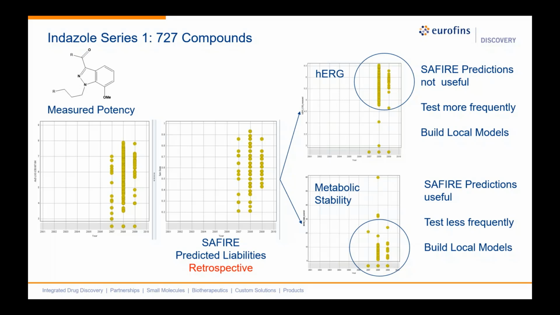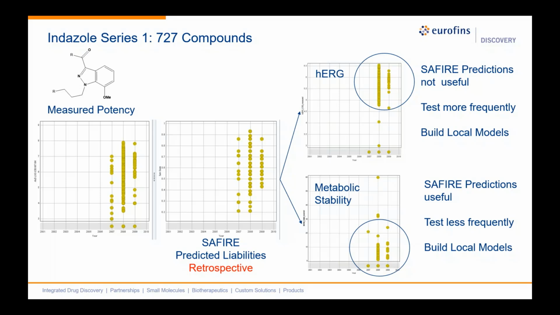The first is hERG. And in this case, the SAFIRE predictions wouldn't have been useful. The chemical space of the indazole series doesn't match that of the model. But if we'd been using SAFIRE, we would have known that from the beginning. We would have known to test more frequently and to build local models.